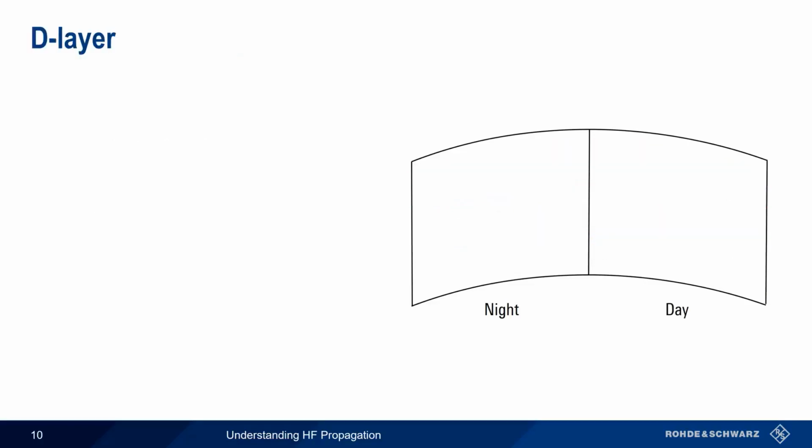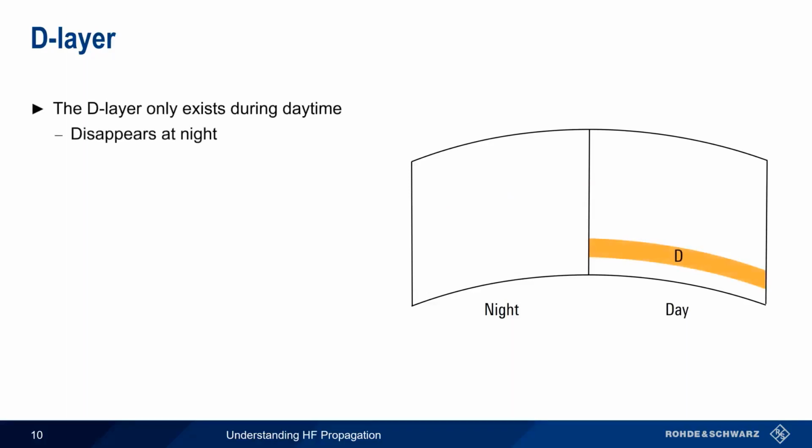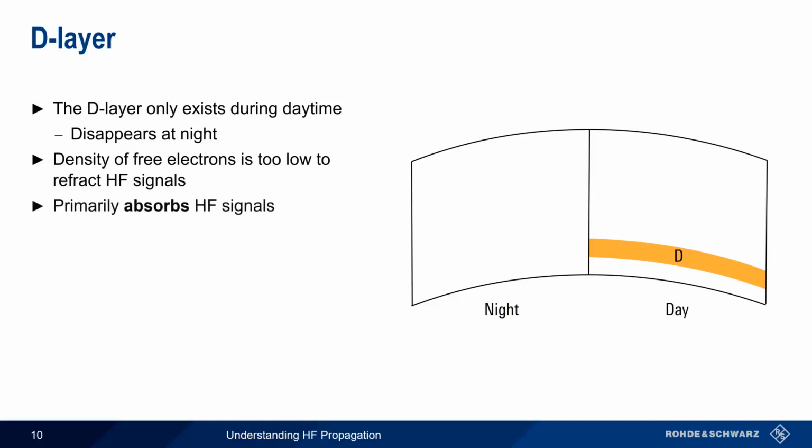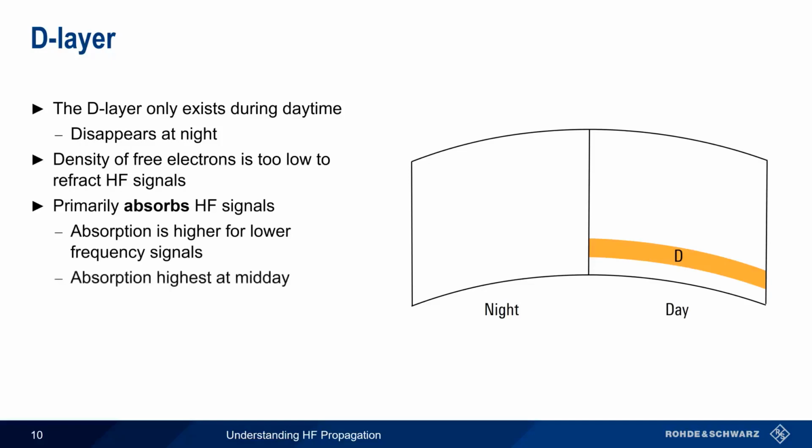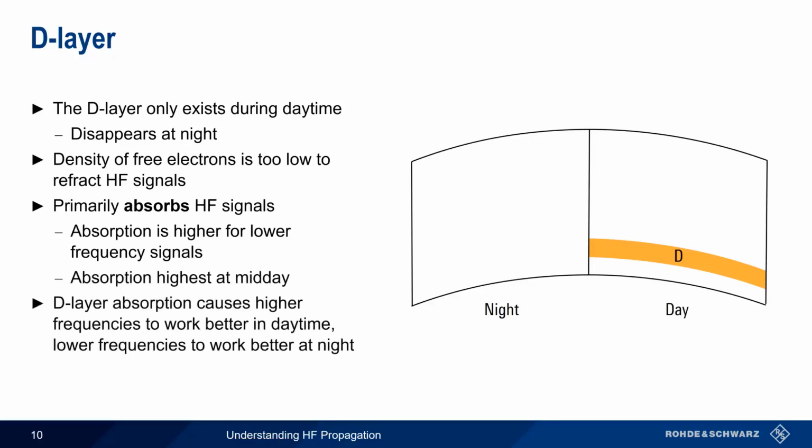Let's start with the lowest level of the ionosphere, the D layer. The D layer only exists during daytime hours and disappears at night. Although the D layer is ionized by solar radiation, the density of free electrons in the D layer is too low to effectively refract HF signals, and therefore the D layer cannot be used for skywave propagation. Instead, the D layer acts as an absorber of HF signals. This absorption is higher for lower frequency signals than for higher frequency signals. Absorption also increases with increasing ionization, so absorption is usually highest at midday. For these reasons, the properties of D-layer absorption mean that higher frequency HF signals work better during the daytime, whereas lower frequency signals work better at night, after this layer has disappeared.